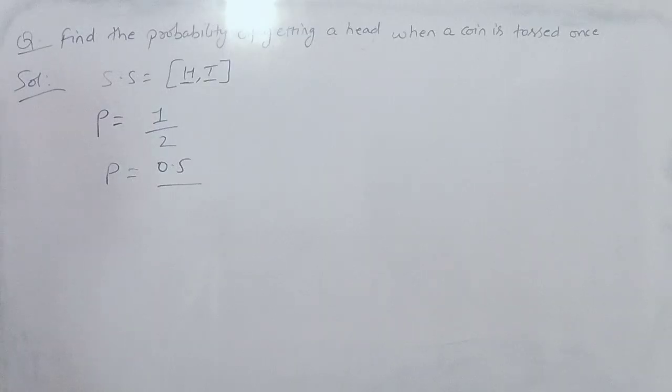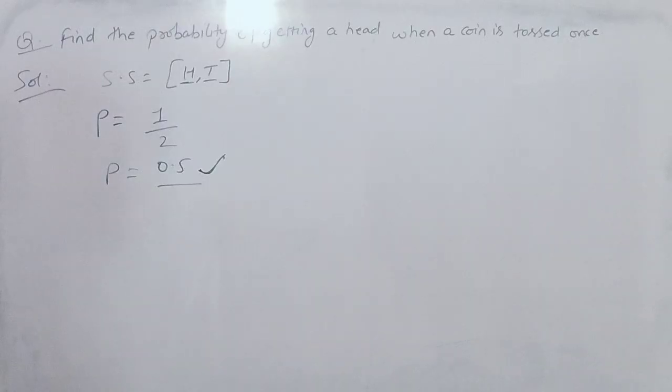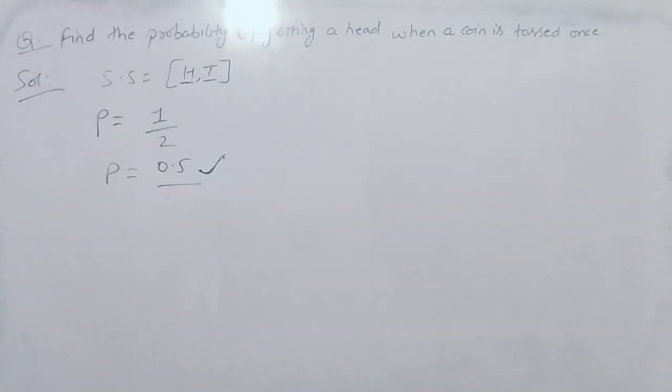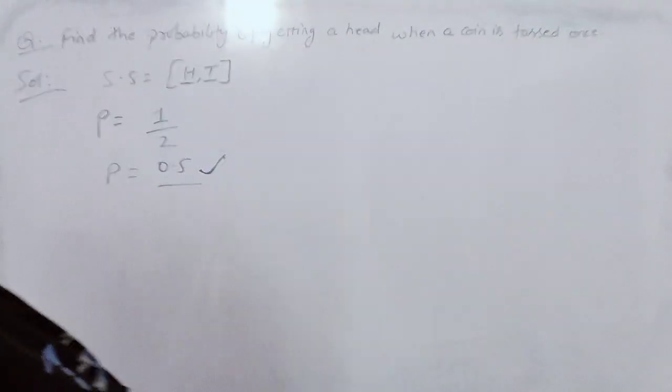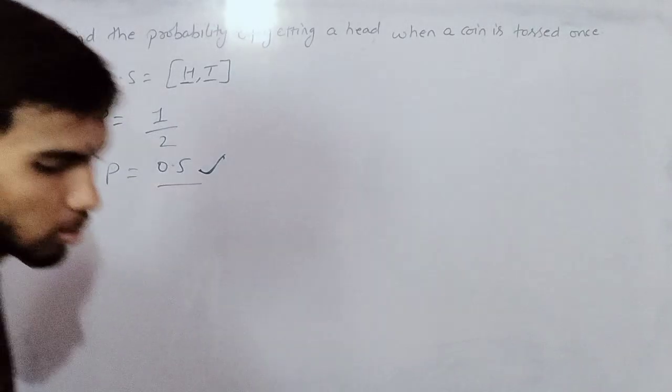When a coin will be tossed, then this will be the probability of getting a head. Sample space, the total space of a coin, would be head and tail. Only two outcomes. Now next.